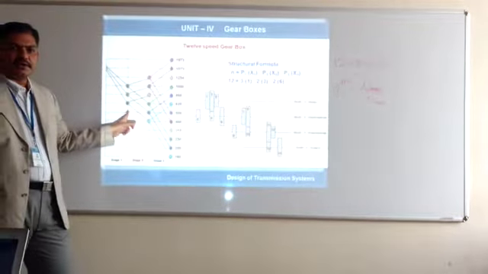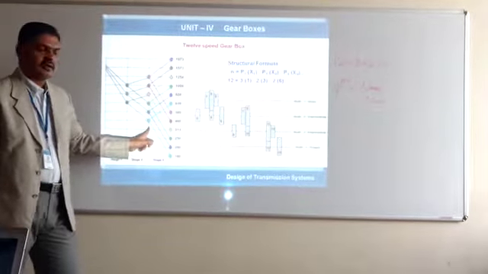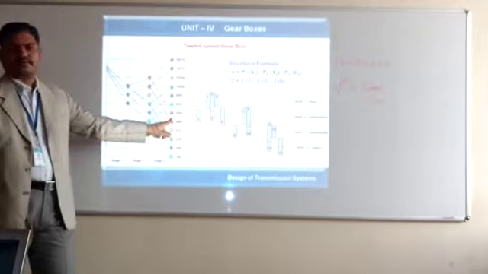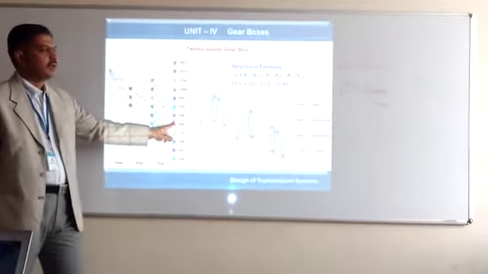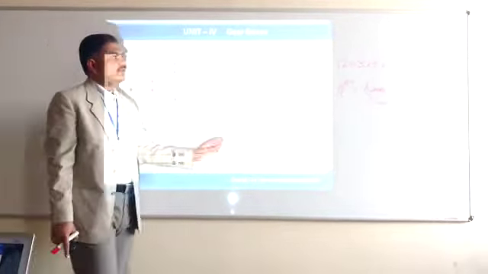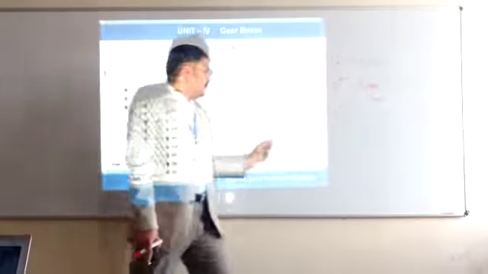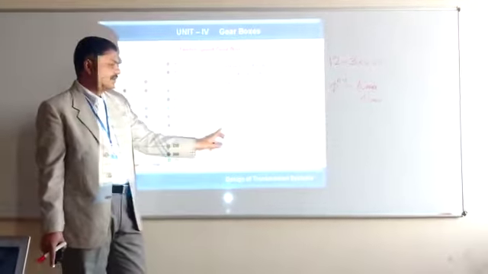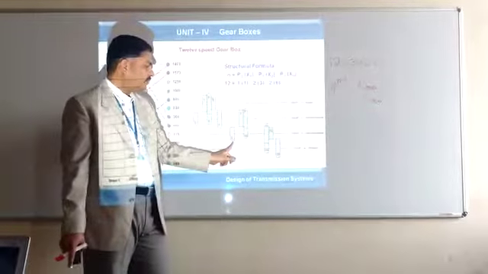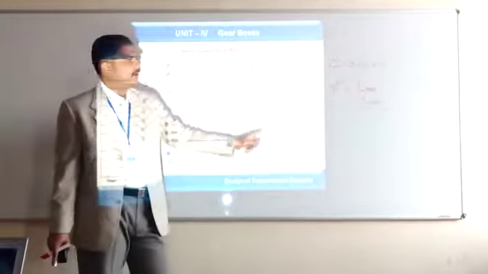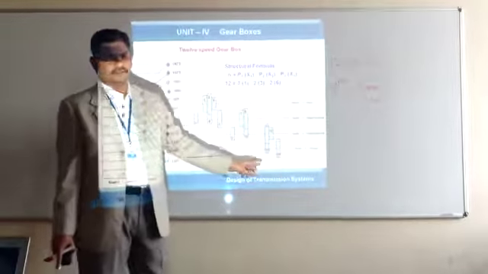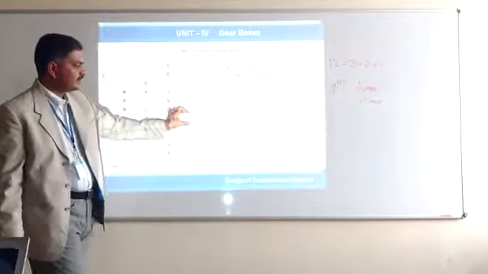As we saw, there are 1, 2, 3, 4 shafts, therefore we have 1, 2, 3, 4 vertical lines, and we have to start from the third stage. For example, this is your first stage, this is your second stage, this is your third stage, and this is shaft 1 or the input shaft, this is shaft 2 which is an intermediate shaft, this is shaft 3 which is also an intermediate shaft, and this is shaft 4, the output shaft.